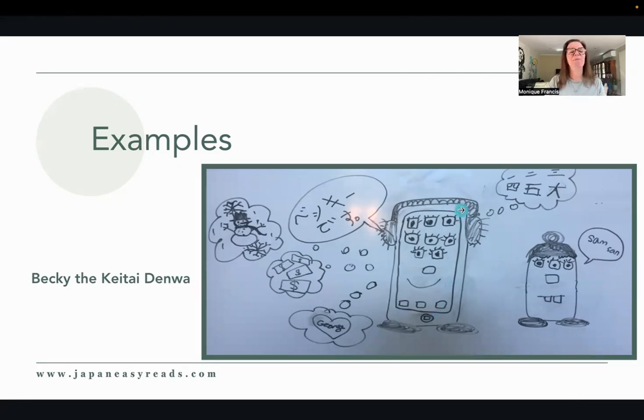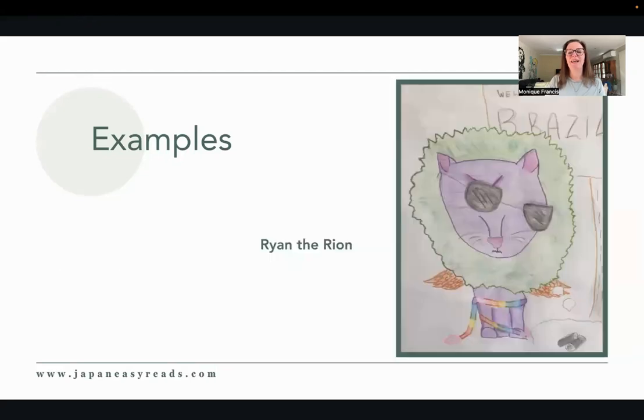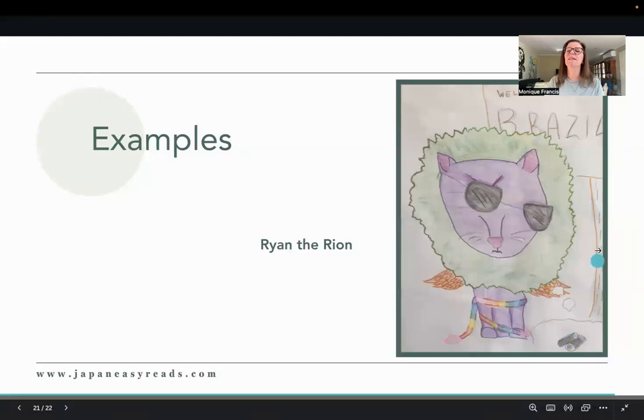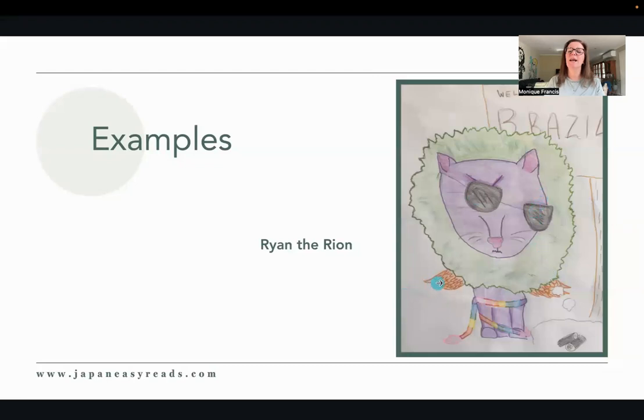And this one's Becky the Keitai Denwa, and I think her friend is Samson. There's a little play on words there, which is quite cute. Ryan the lion, which is another good play on words here. So you can see the things that he has. If we're looking at the Super 7 and really maxing out the Super 7, you can see that a lot. Sushi ga suki desu. Brazil ni sunde imasu.